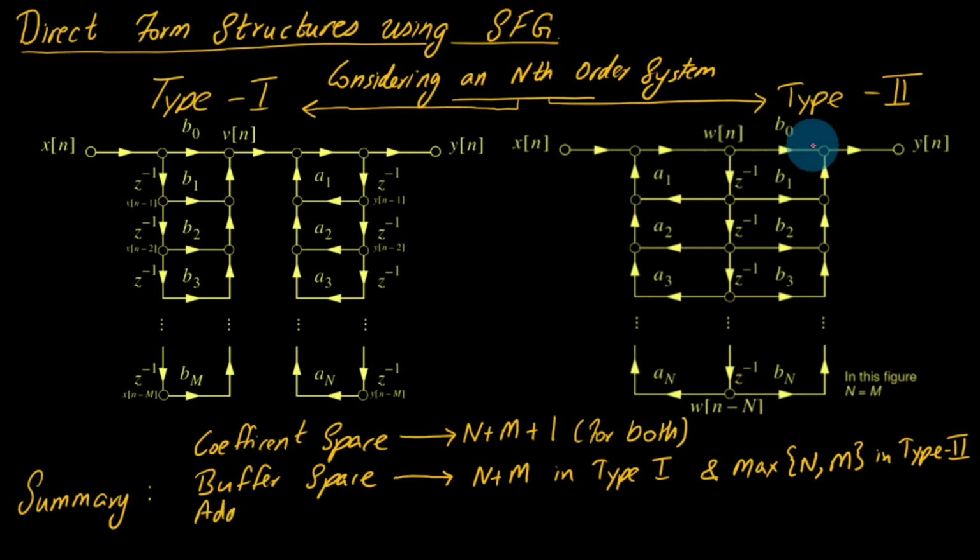Now moving on, we have additions, and for that we have to observe for each node, do we have two parts which are coming in? For example, this node has only one branch, right?